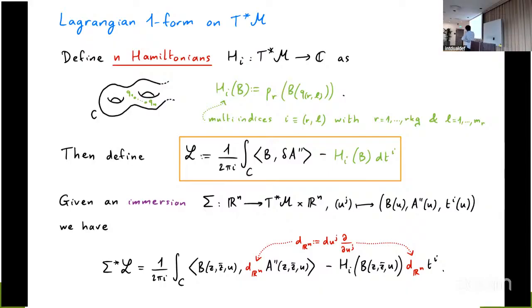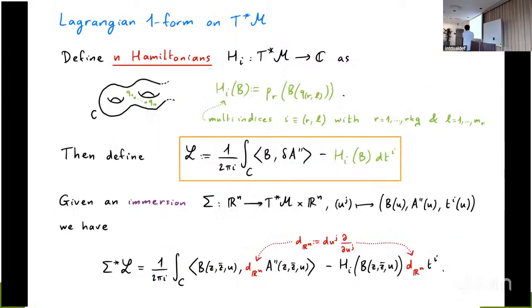So I want to think of an immersion of this multi-time space into the cotangent bundle. So this is just parameterizing my fields A and B'' in terms of n different coordinates. Okay, and when I pull back the Lagrangian to this multi-time space, I get this Lagrangian here. So B, and then the Dolbeault differential of A'' minus the Hamiltonians with the differential of t_i's. Okay, so this is a Lagrangian one form again, and I want to describe an action, so I need to pull it back to a curve in R^n.